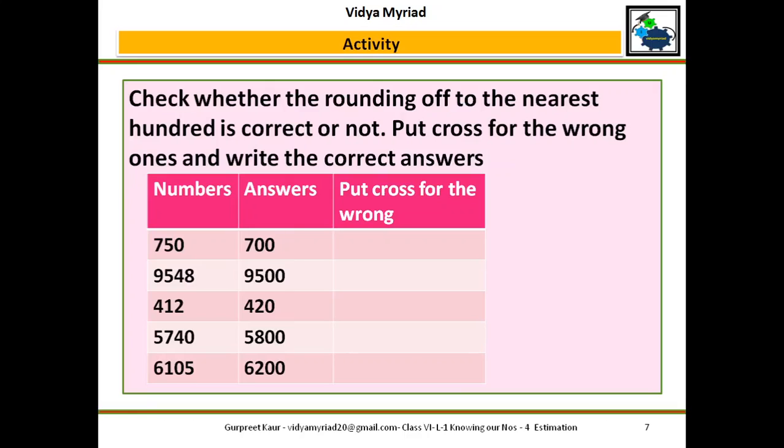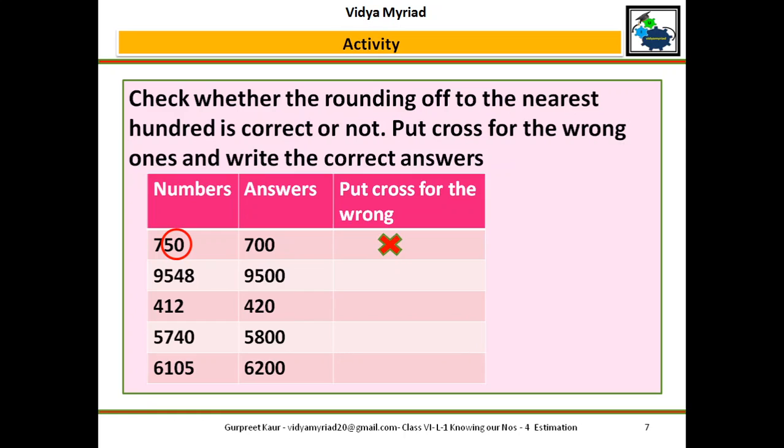100 means, if you look at 750, my answer should come 700 or my answer should come 800, which means I need to consider this 50. And my golden rule is the number should be greater or equal to 50, then move to the next 100. Here answer given is 700. That means it is wrong. It should not be 700.